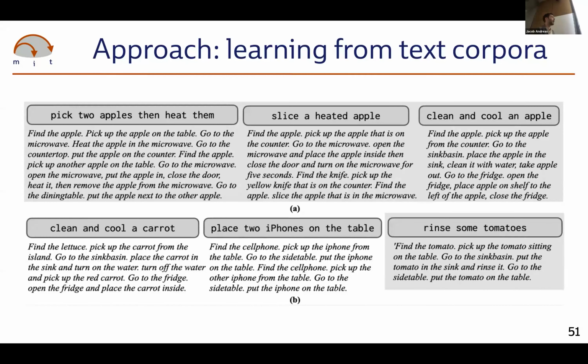And if you run them in environments, as long as you have object detectors for these new objects, you actually get to do sensible things. Maybe the most interesting case here is this rinse some tomatoes on the right. Rinse is a verb that doesn't appear anywhere in this data set. It's not clear that you would even be able to implement low-level actions for it, but the high-level plan nonetheless knows that rinsing is something that you do in a sink. And so we can generalize even to sort of novel verbs just by learning about the world and how the world is structured from text.